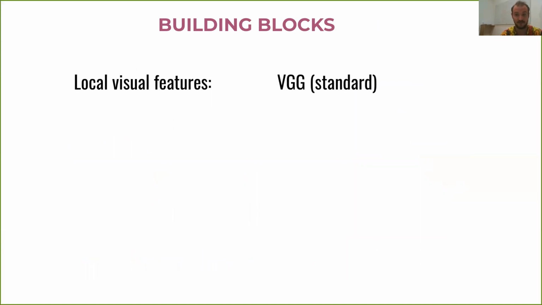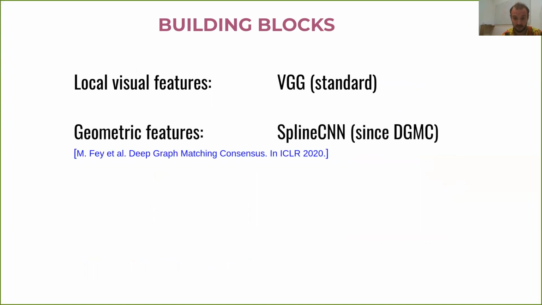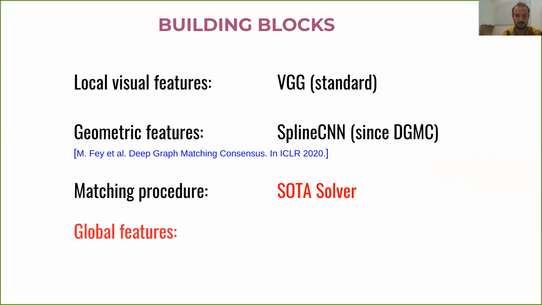All in all, our building blocks are the following. For local features, we use the VGG as it is standard. For geometric features, we use the spline convolutions as was proposed in some earlier work. For the matching procedure, we use the state-of-the-art solver. That is our novelty. And additionally, we introduce global features, which we also take from the VGG.